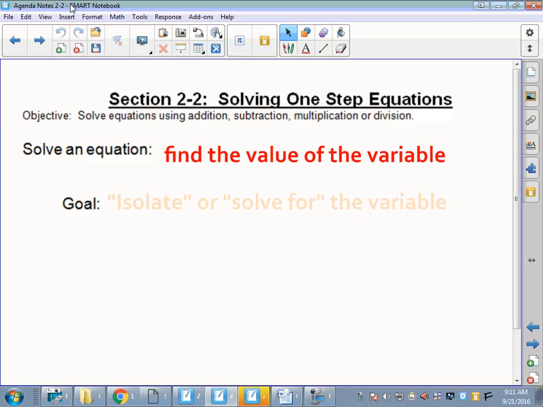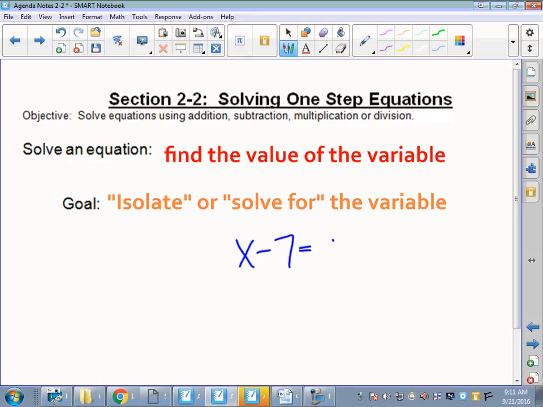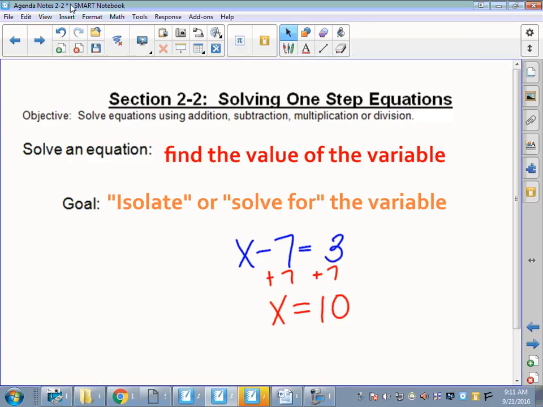Our goal, I use these terms a lot, is to isolate or solve for the variable. So if I gave you an equation like x minus 7 equals 3, we're going to solve for x, or we're going to isolate the x so that everything else is on the other side of the equation. You probably know the answer to that, right? x minus 7 equals 3. Well, we know either by using inverse operations or just by common sense that x must be 10. So the value of x is 10.